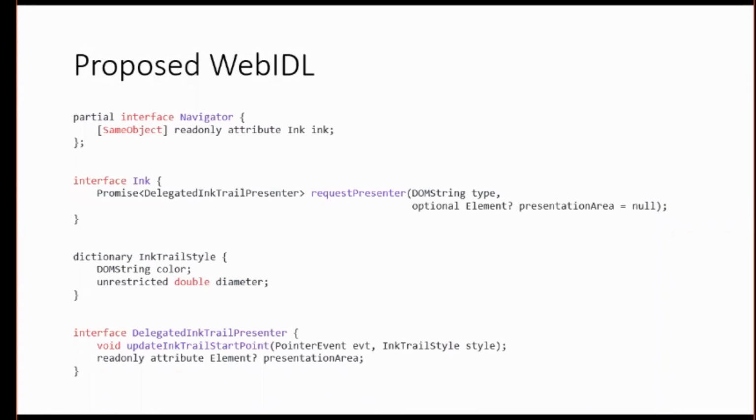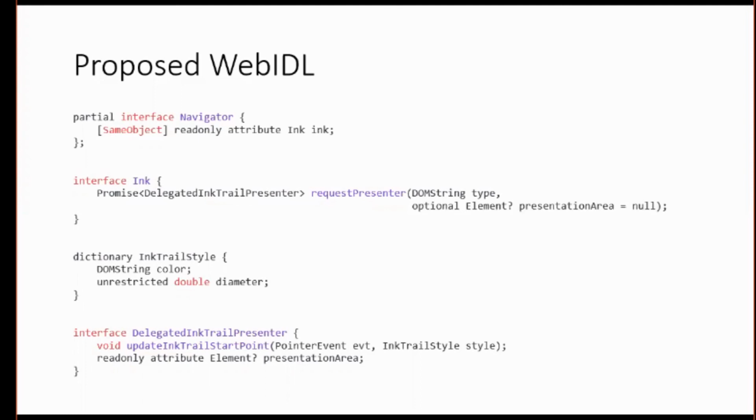This is the proposed web IDL to give you a better feel for what the feature might actually look like. As you can see, there's an ink interface on the navigator that you request the presenter from. It takes in a type, which is currently just going to be delegated ink trail. The point of taking a type like that is to provide future extensibility. We're thinking it might be able to expand to something like shaders in order to provide more interesting trails and such, as well as it takes in a presentation area, which is just going to be the element that the trail should appear on and default to the viewport if one is not provided.